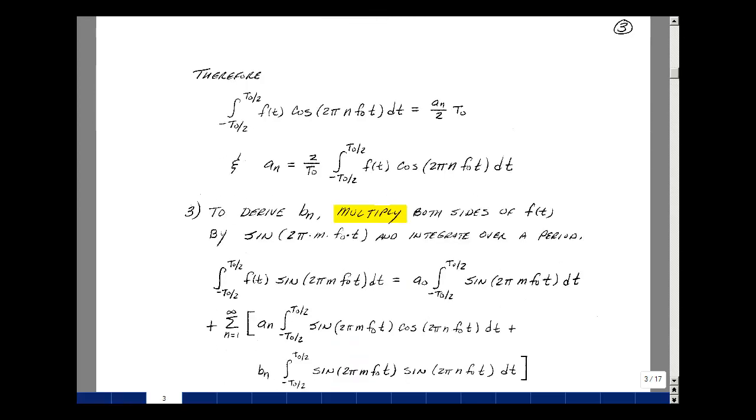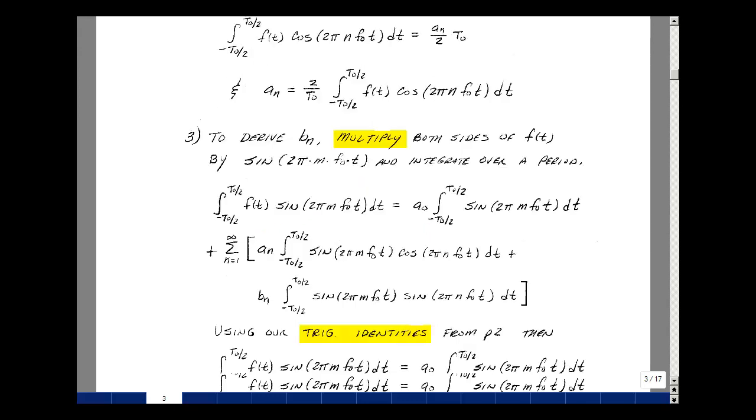Next, to find b sub n, let's multiply both sides of the equation by now the sine of 2 pi m f naught t, and then integrate over a period. The left-hand side of the equation was this f of t, and now we're going to multiply by the sine, dt, integrate over a period. On the right-hand side, we have a0 as the first term. It's going to pull that out because it's not a function of time, and then we've got this integral over a period of the sine of 2 pi m f naught t dt. Then our summation from n equals 1 to infinity.